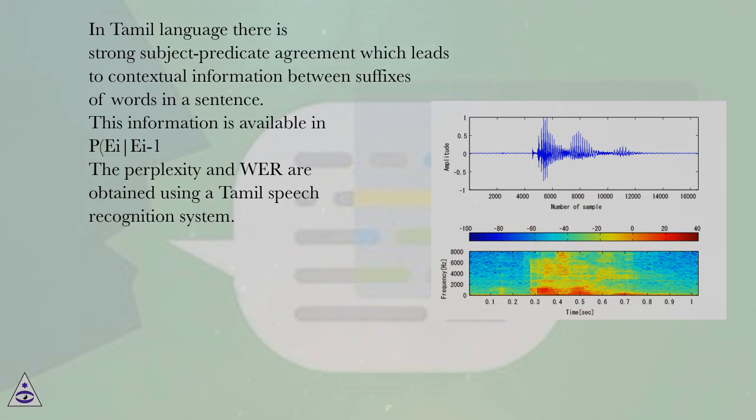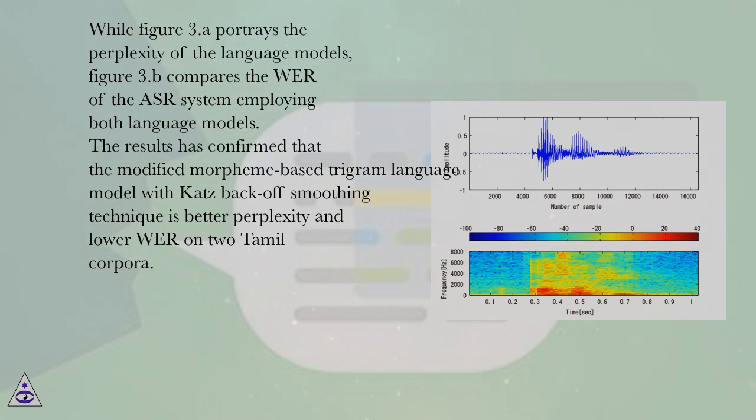The perplexity and WER are obtained using a Tamil speech recognition system. While Figure 3.A portrays the perplexity of the language models, Figure 3.B compares the WER of the ASR system employing both language models. The results have confirmed that the modified morpheme-based trigram language model with Katz's back-off smoothing technique has better perplexity and lower WER on two Tamil corpora.